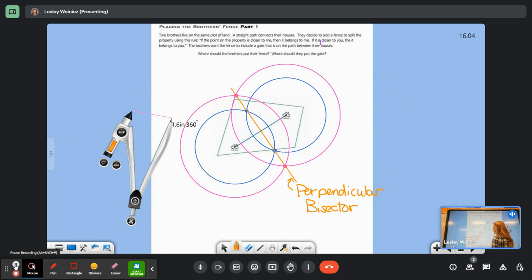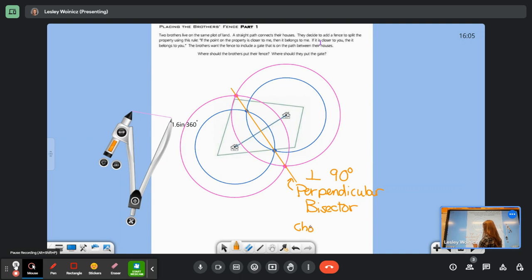Okay, perpendicular has this symbol. It means that it makes a 90-degree angle with that segment between their houses. That's the path. Okay, and bisector means it chops it in half. Bi means two, and sect is like chop. So it's chopping it into two congruent pieces.